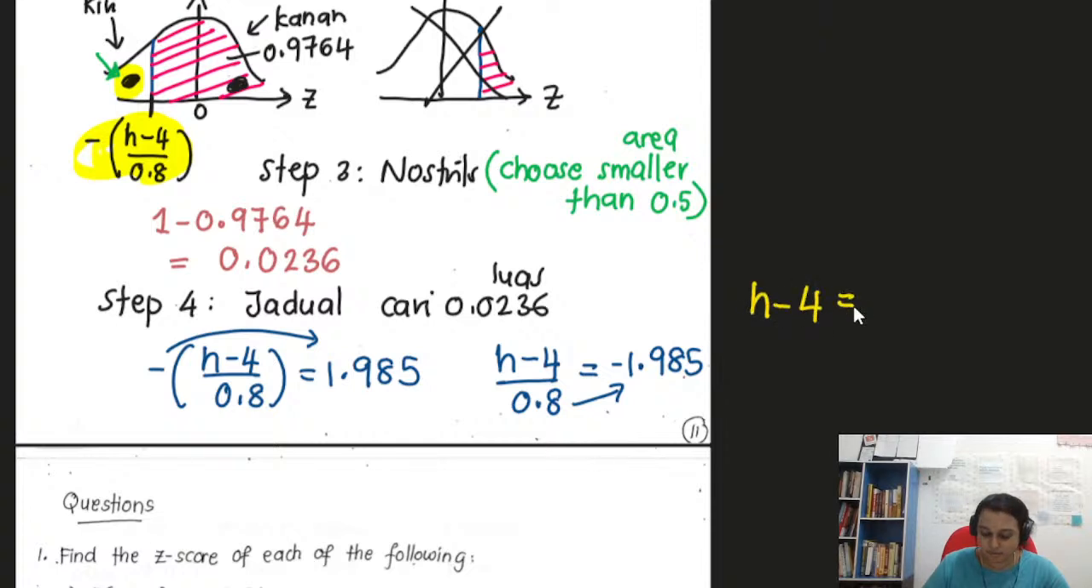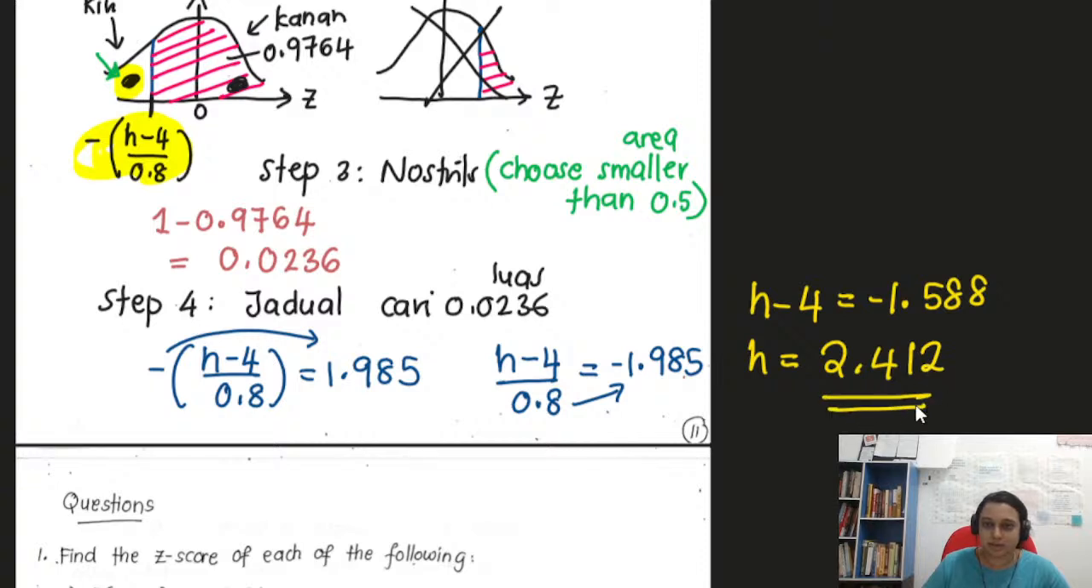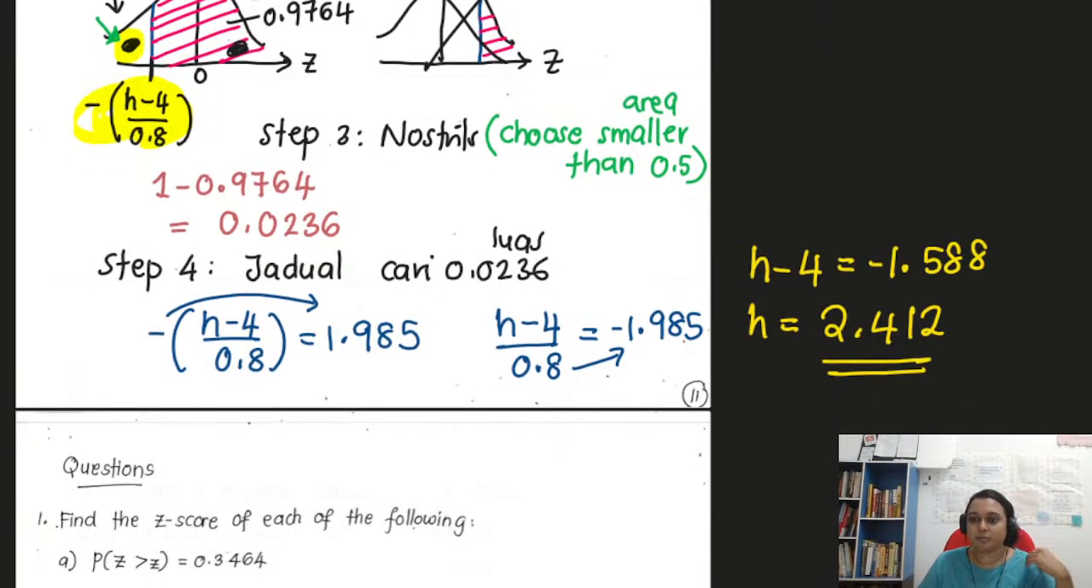H minus 4, negative 1.588. Okay, 2.412 H. Okay, 2.412. You got your H already. Okay, don't worry, we still have 4 more questions to practice regarding finding the value of Z. Don't worry, we can complete it.